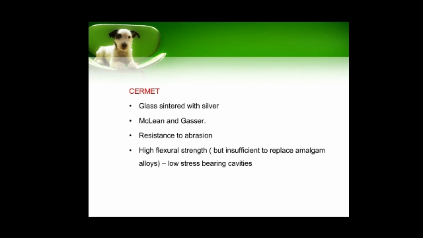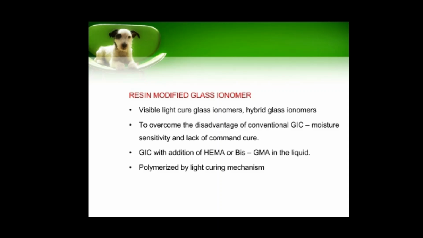Cermet is glass sintered with silver, which was first developed by McLean and Gasser. It has more resistance to abrasion and high flexural strength, but the flexural strength is not equal to that of the amalgam alloys. Thus, it can be used only in low stress bearing areas.